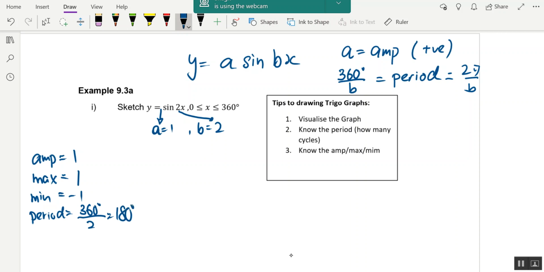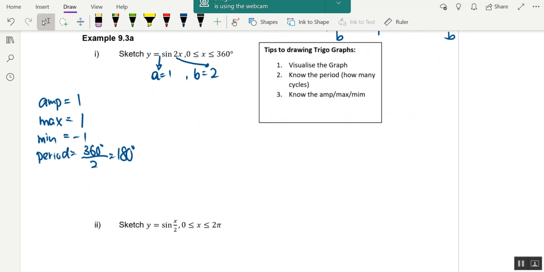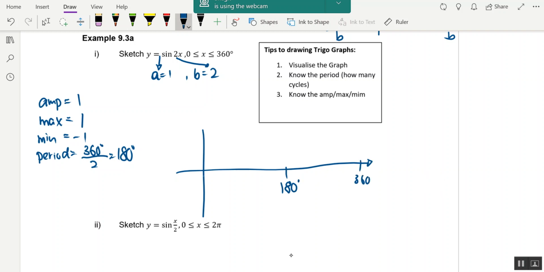That means you must complete one cycle within 180 degrees. Now, if you have to complete one cycle in 180 degrees, that means that in 360 degrees, you must complete 2 cycles. So 90 degrees, 180 degrees, 270 degrees, and 360 degrees.